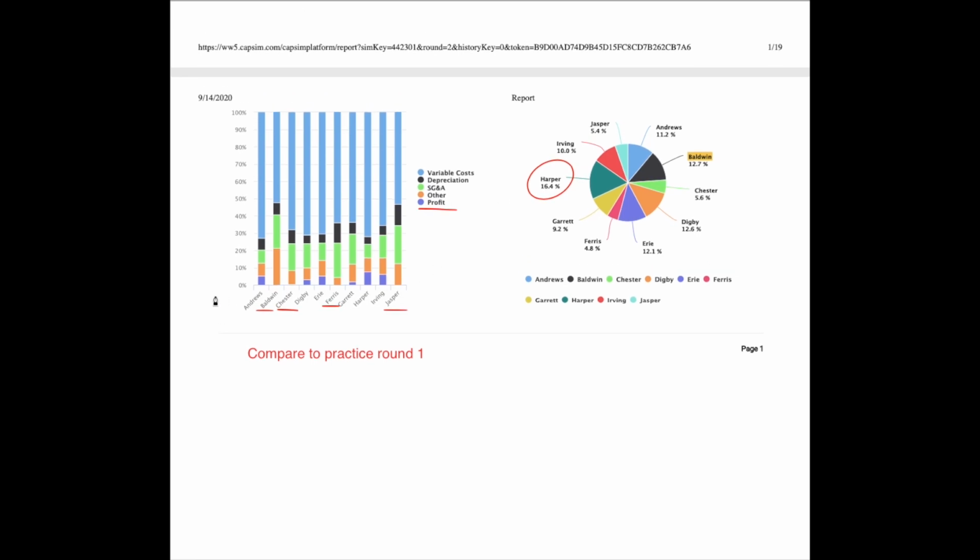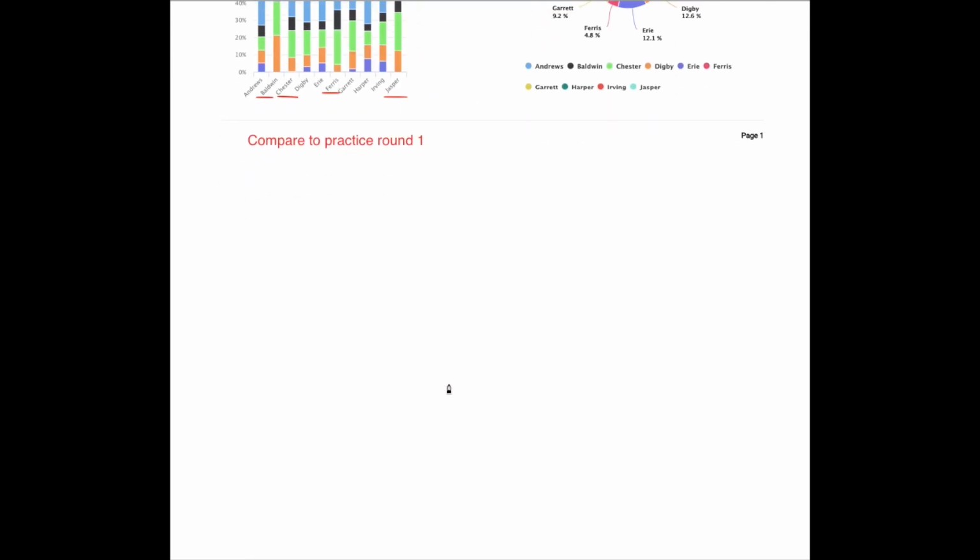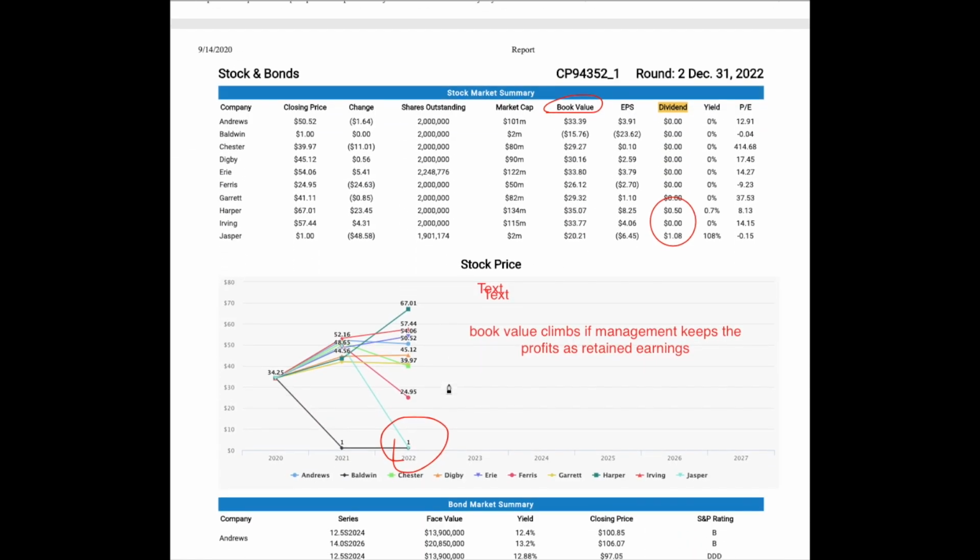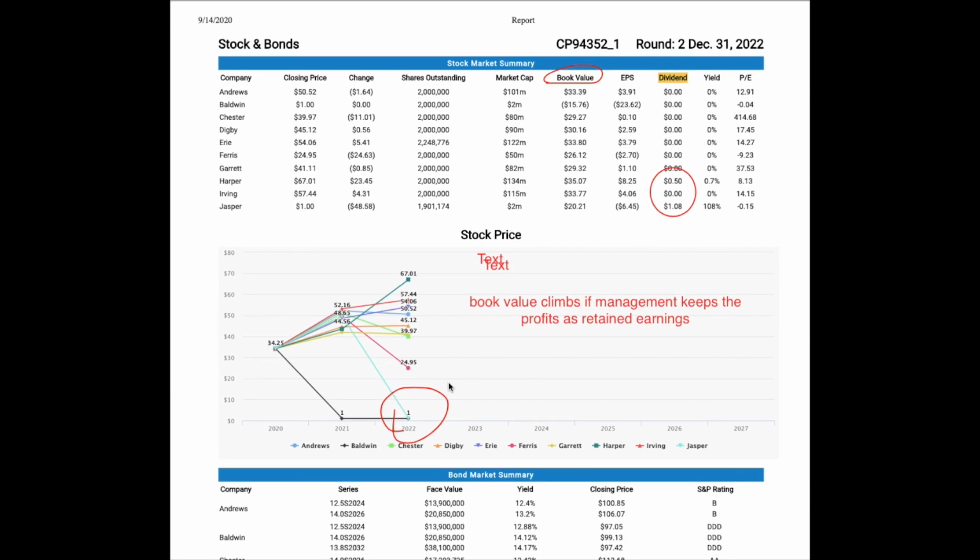Compared to practice round 1, where most of the teams were making profit, in this round you can see Team Botwing, Chester, Ferris, and Jasper, your team needs to pay very close attention because your team is not making profit. Okay, so now next one, on this page, stock and bond.